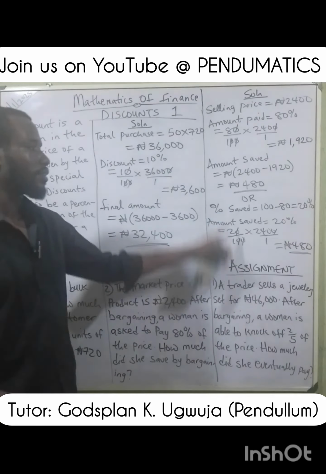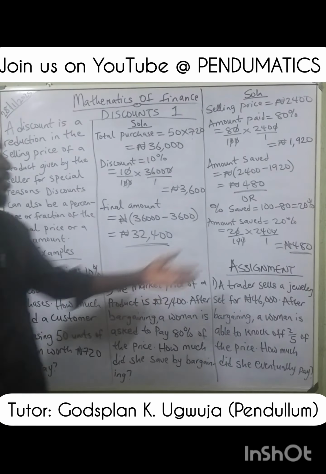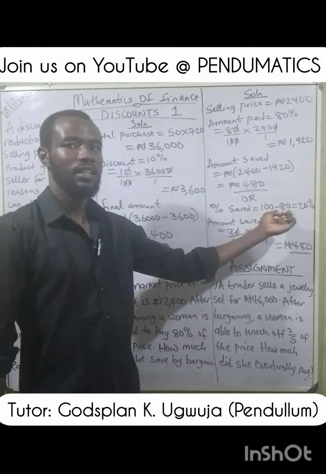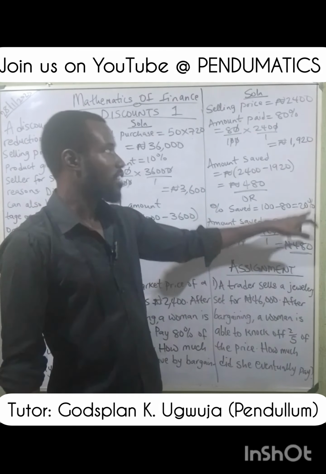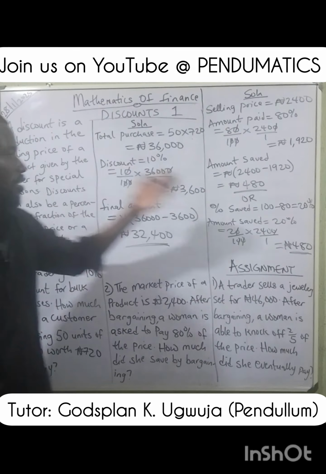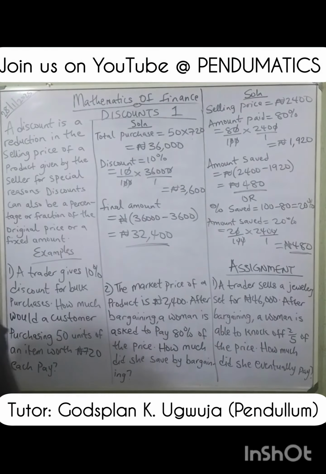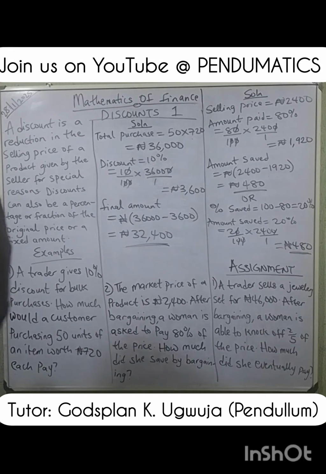This is even shorter, because if you know that she paid 80, the remaining percentage is 20. That's the amount she saved. So just find 20% of your selling price and you get the amount she saved. Alright, so very simple, very, very simple.